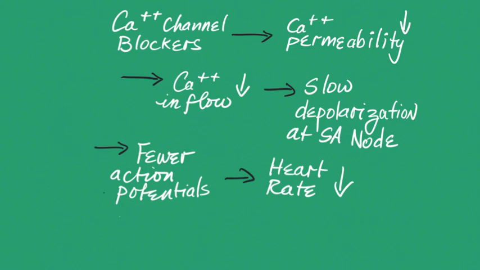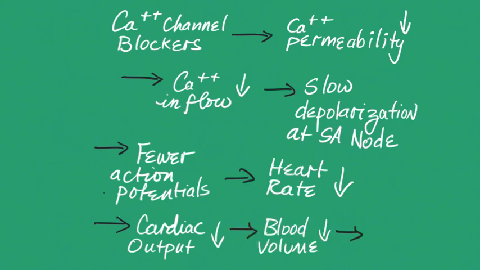When the heart rate goes down, the cardiac output goes down. When cardiac output decreases, blood volume decreases. And when blood volume decreases, then blood pressure decreases as well.